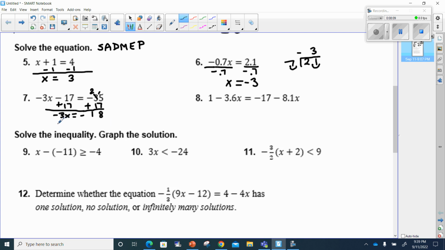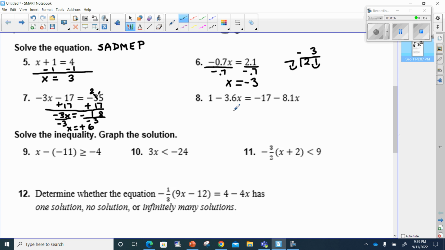Now I'm going to divide negative 3 away so I can get x by itself. Whatever I divide from one side, I have to divide from the other. A negative divided by a negative is a positive. And 18 divided by 3 is 6. I have a positive 6 as an answer for x.